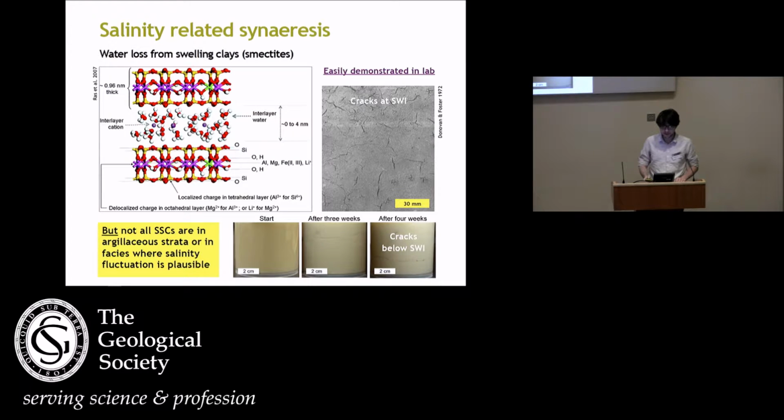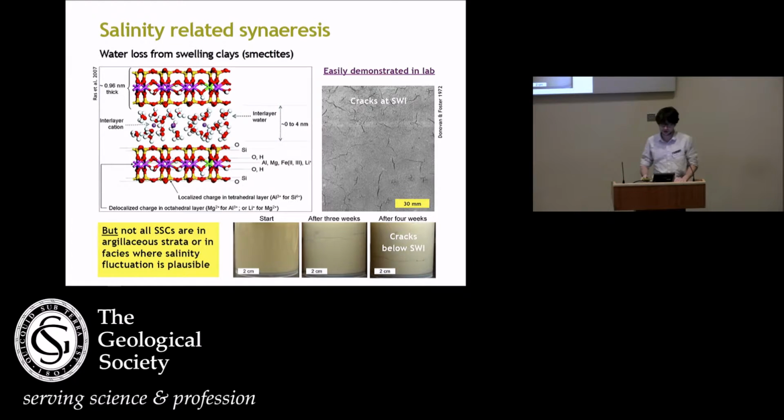Now, to go over the main mechanisms that have been discussed in the past, probably the most famous is salinity-related synaeresis. Synaeresis is a general term for the expulsion of water from contracting gels. And in this context, it refers to the loss of interlayer water from smectites when you increase the salinity around them. It's very easy to demonstrate in the laboratory, as was done, for example, by Donovan and Foster in 1972, that you can produce cracks in smectites simply by increasing the salinity of the water in which you have deposited them. In this case, at the sediment-water interface, in these examples from my lab, below the sediment-water interface.